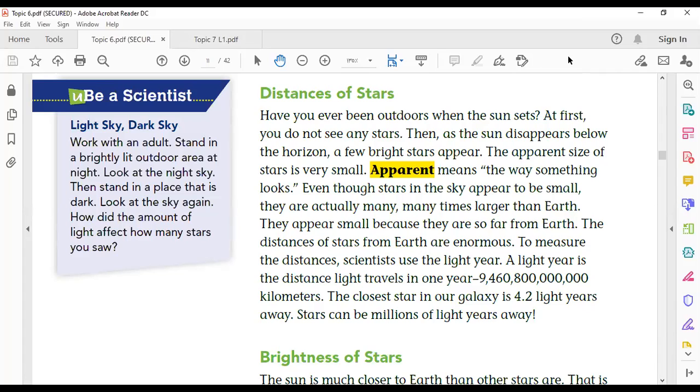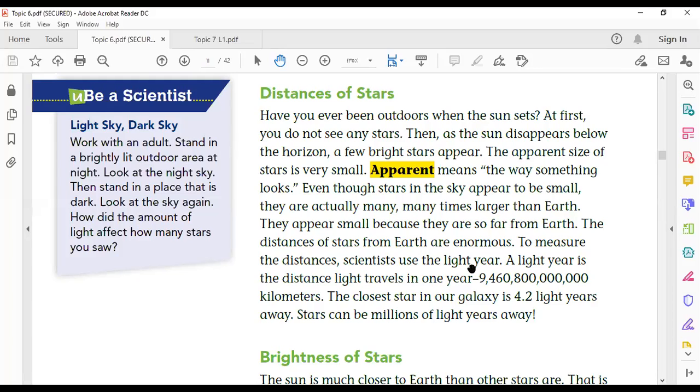So stars appear very small because they are so far from Earth. Now the distances of stars from Earth are enormous. To measure the distances, scientists use light year. What does light year mean? Are you with me?